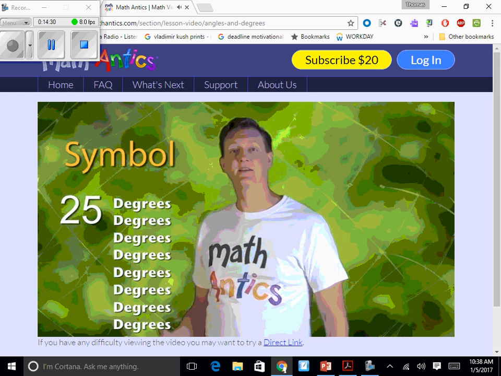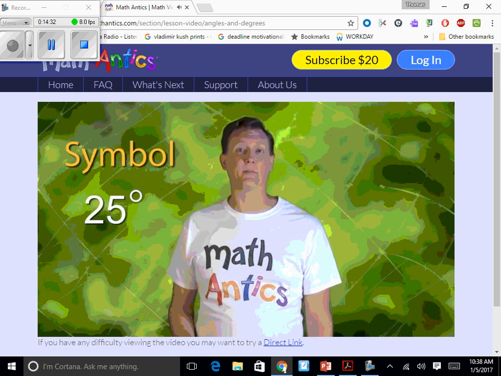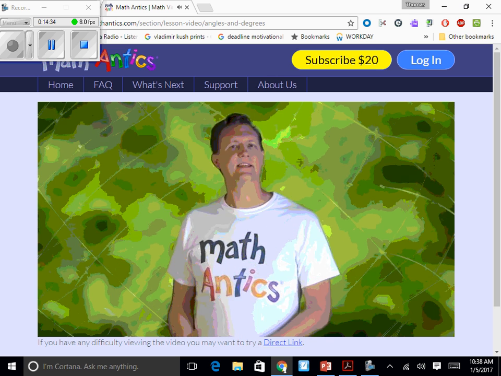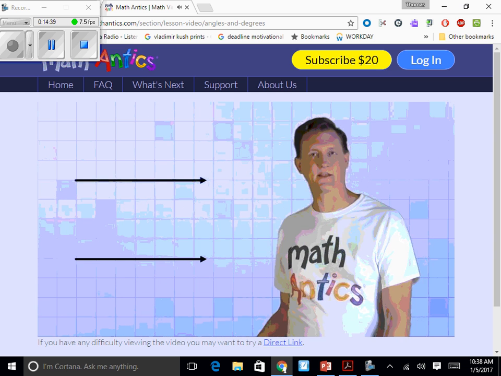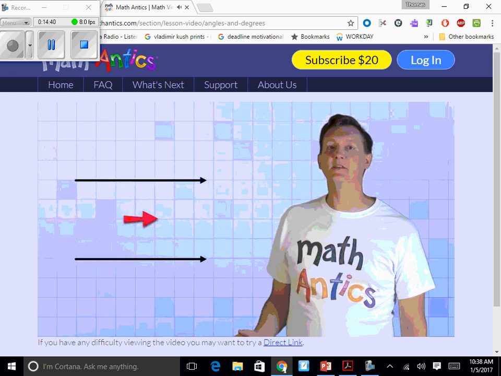To see how we use degrees to measure angles, let's get 2 rays that point in exactly the same direction. Then, let's put 1 ray directly on top of the other one, so it looks like there's only 1 ray there, even though there's really 2.